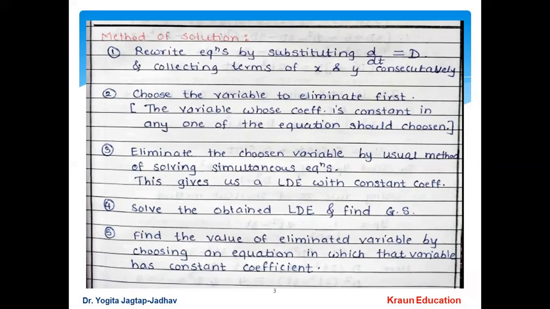This process gives us a linear differential equation with constant coefficients. In step number 4, we have to solve that linear differential equation with constant coefficients and find the general solution. Once you have the value of that variable, we have to find the value of the eliminated variable by choosing an equation in which the coefficient of that variable is a constant. Therefore, at the end, you will be able to find the values of both of the dependent variables.